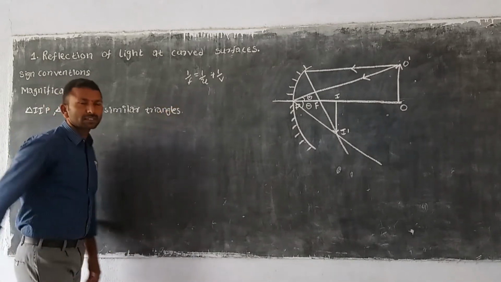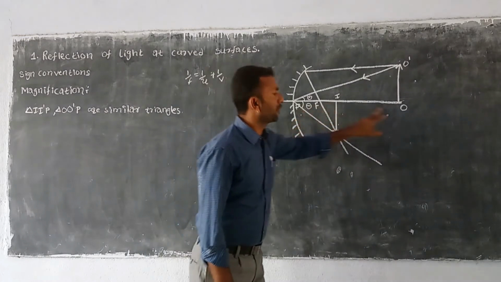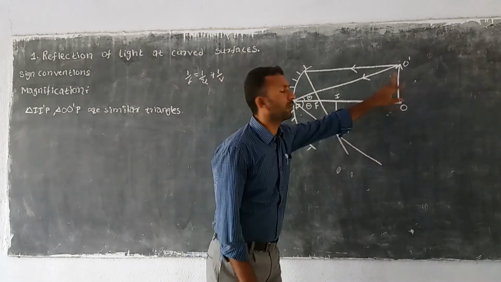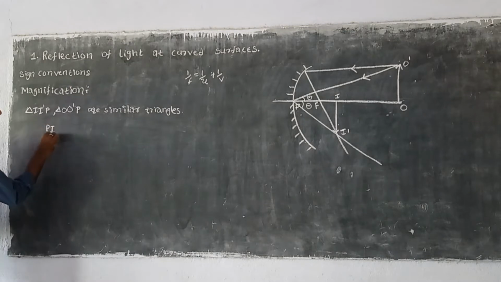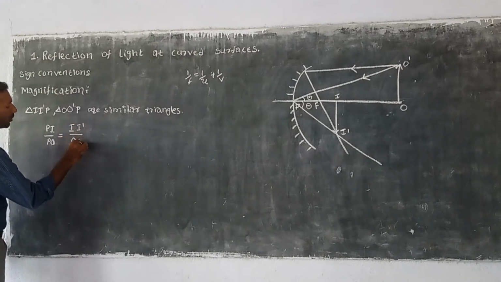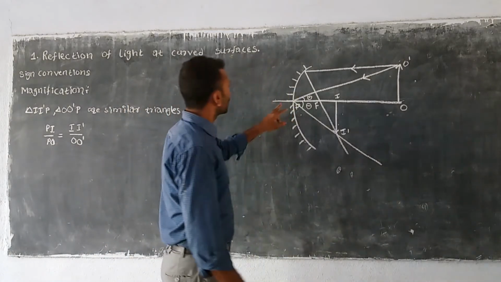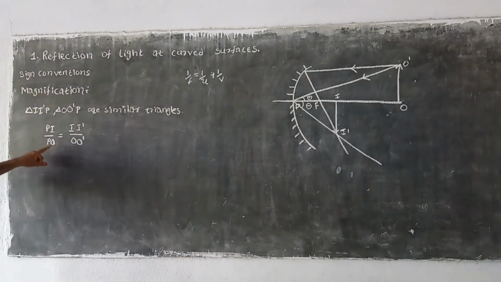From the ratio of the triangles we can write PI by PO equals I dash I by O dash O. This is the ratio, equation 1. We need the values of PI, PO, I dash I, and O dash O.